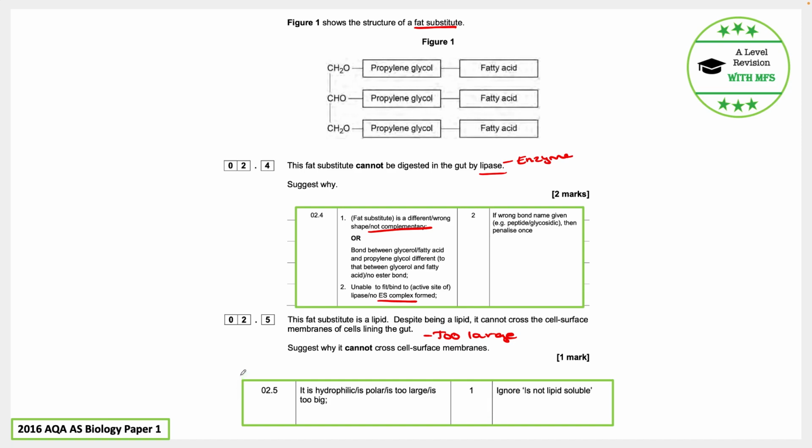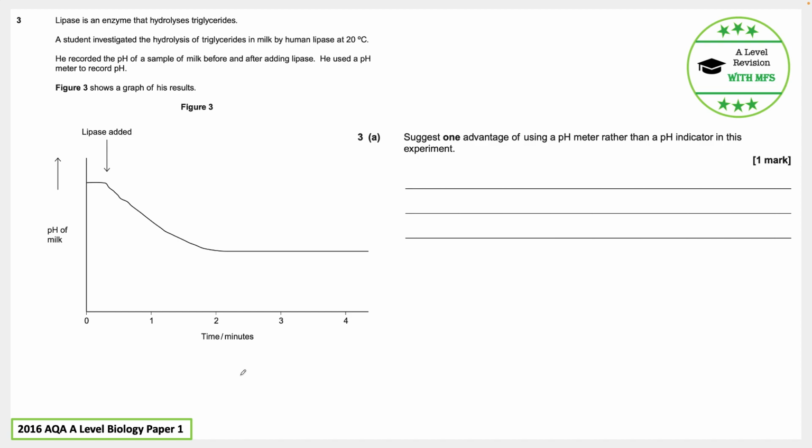Okay, next question. This is from the 2016 AQA A-level biology paper 1. Lipase is an enzyme that hydrolyzes triglycerides. A student investigated the hydrolysis of triglycerides in milk by human lipase at 20 degrees. He recorded the pH of a sample of milk before and after adding lipase. He used a pH meter to record pH, and we're given the graph here. Now it says suggest one advantage of using a pH meter rather than a pH indicator in this experiment.